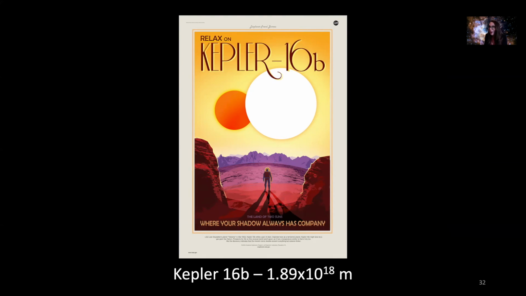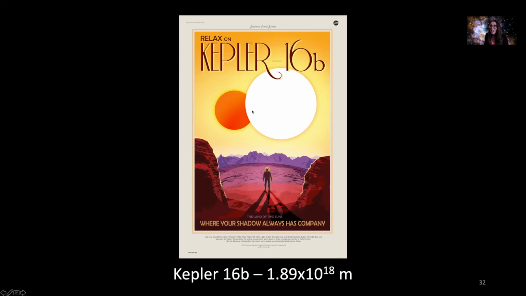Now, just a little bit further out from there, we have Kepler 16b at about 1.9 times 10 to the 18 meters. Kepler 16b is a really cool planet. Kepler 16 is the name of the star system, and Kepler is the name of the telescope that observed this star system, and b means that it's a planet. Kepler 16b is actually a binary star system, and we have 2 stars here that are orbiting each other.